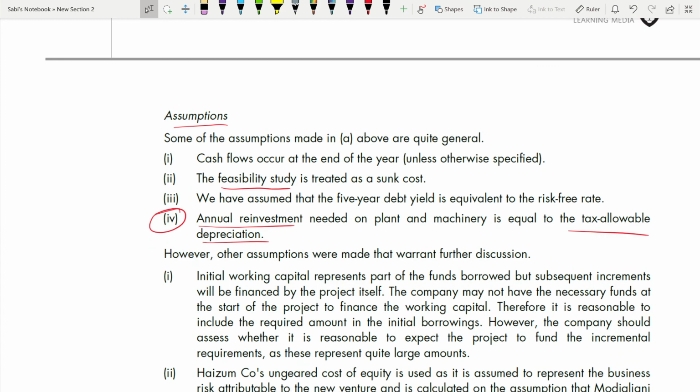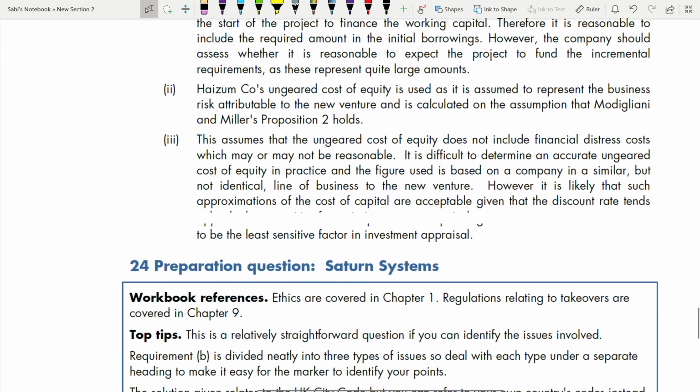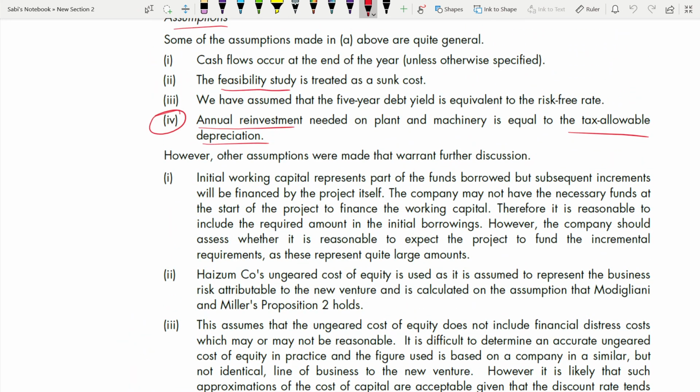However, other assumptions were made that warrant further discussion. As you can see, there are three. Initial working capital represents part of the funds borrowed, but subsequent increments will be financed by the project itself. The company may not have the necessary funds at the start of the project. It is very common to finance the working capital. Therefore, it is reasonable to include the required amount of initial borrowings. However, the company should assess whether it is reasonable to expect the project to fund the incremental requirement, as this represents quite large amounts.